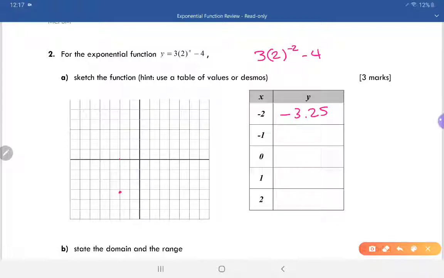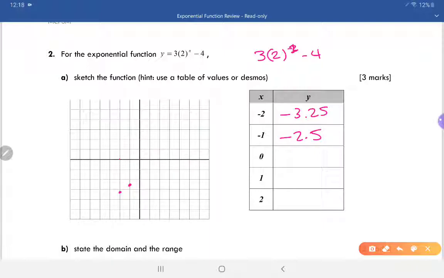Sub in negative 1 the next time. So 3 times 2 to the power of negative 1, and then subtract 4. And you get negative 2.5. So when x is negative 1, y is negative 2.5.